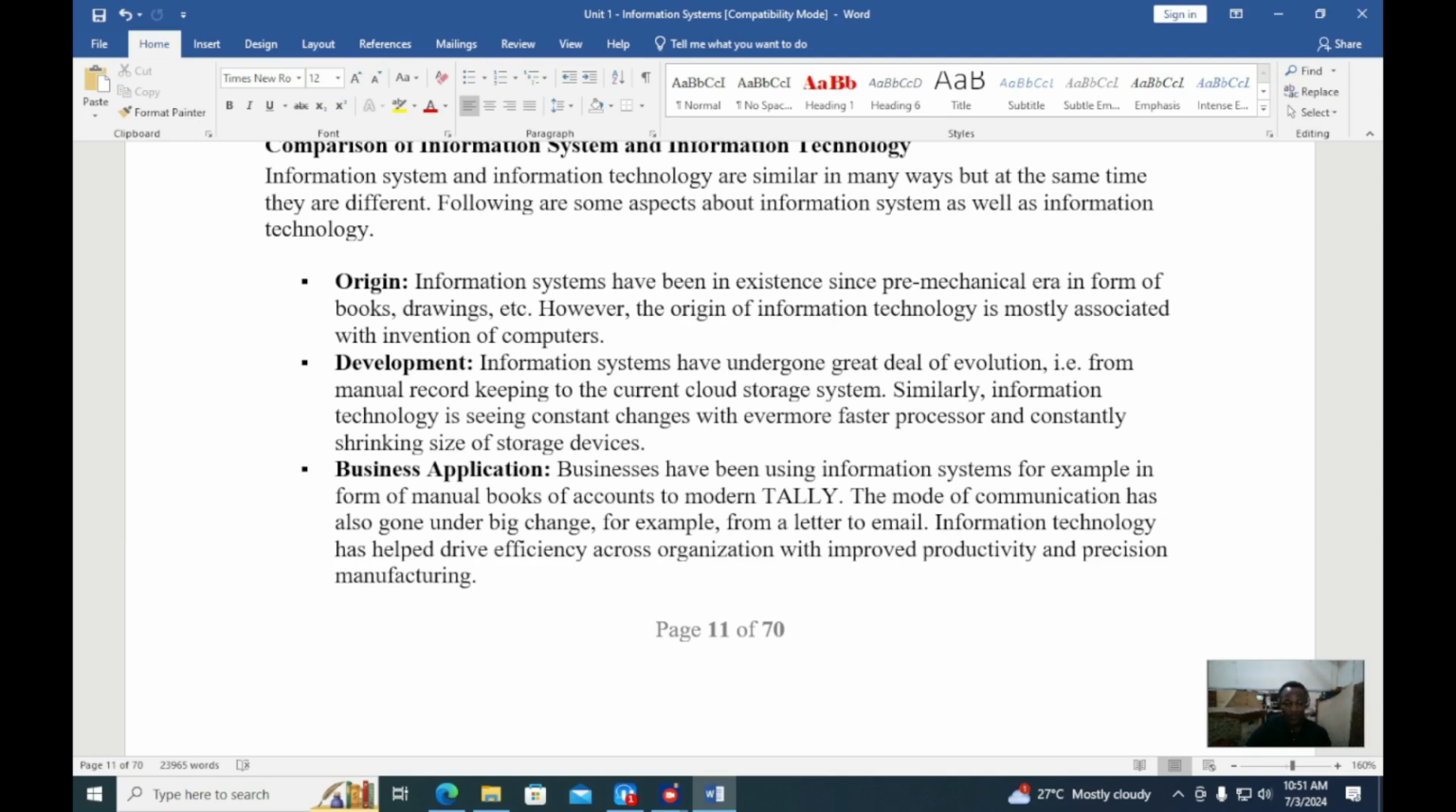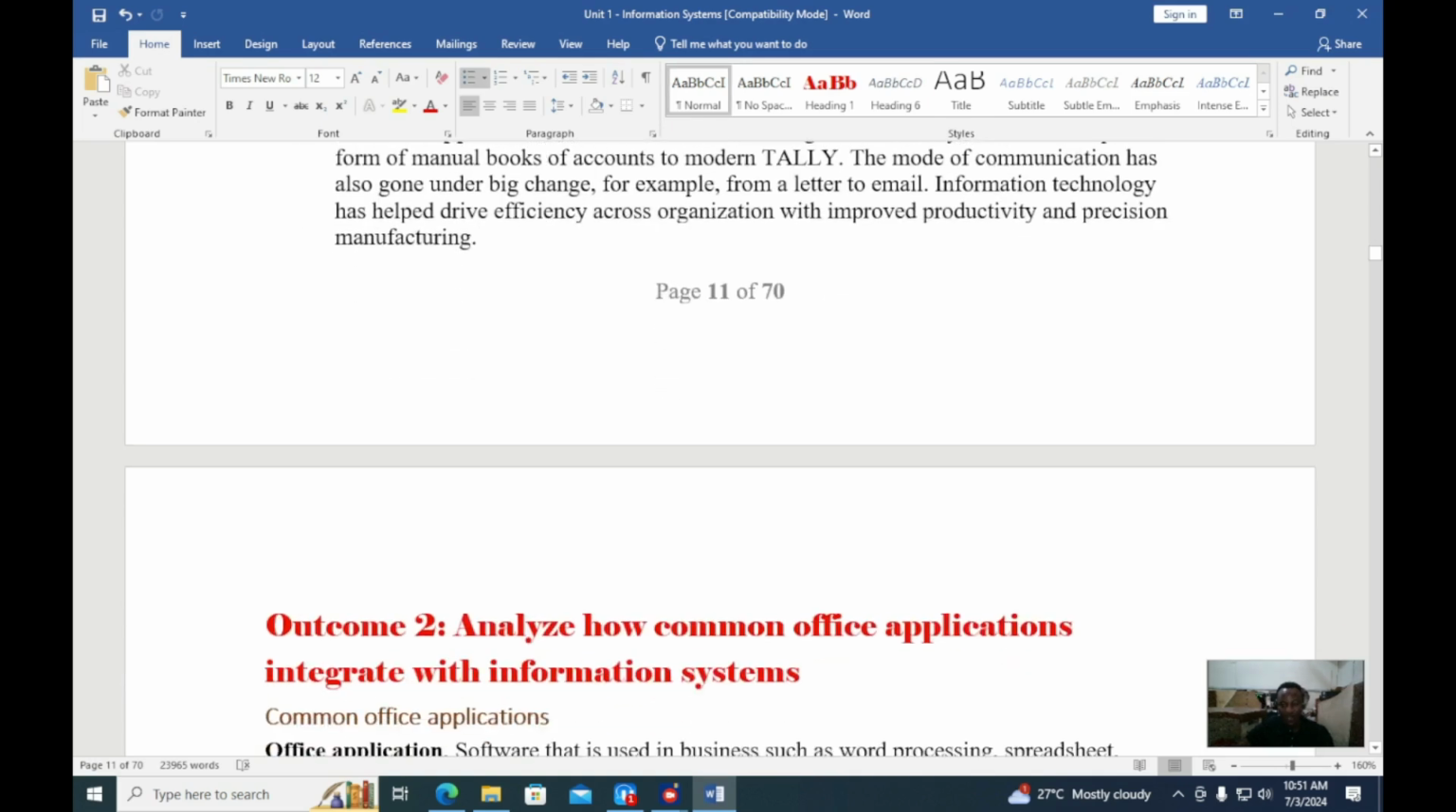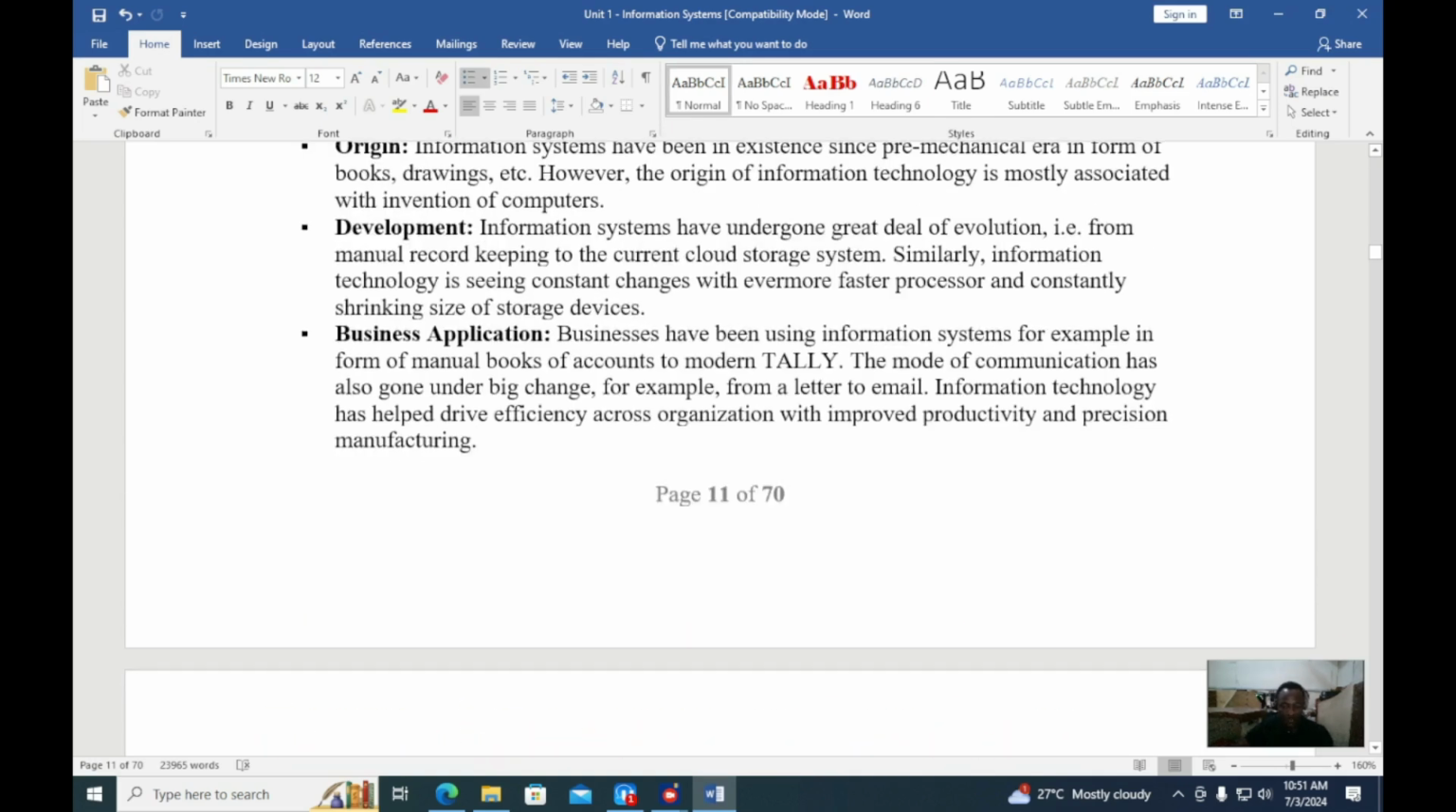So we have had information technology that has actually helped us to drive efficiency across a particular organization, making sure that we have improved productivity, improved precision in terms of manufacturing and all the other areas that we need to implement. So I'll stop there. That is outcome one.